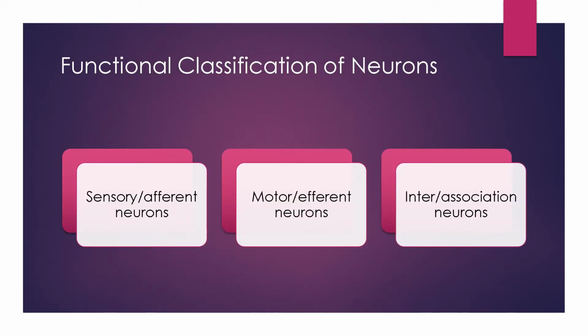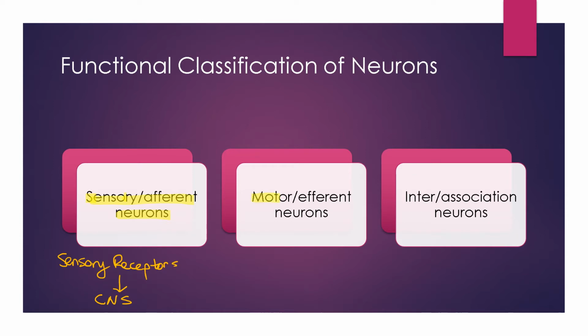And then here we have the functional classification of neurons. So we have sensory neurons. These are also called afferent neurons. These are going to carry information from sensory receptors to the central nervous system. So they carry information from sensory receptors to the central nervous system.